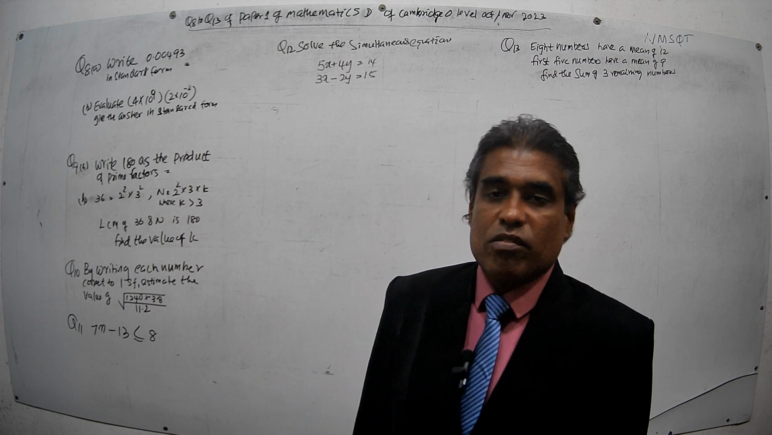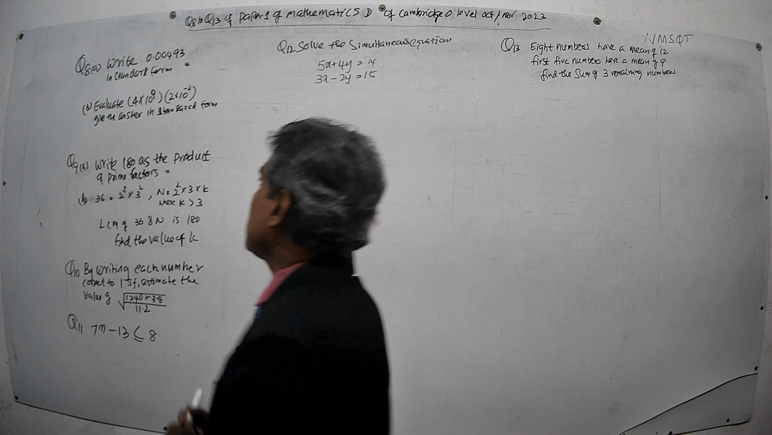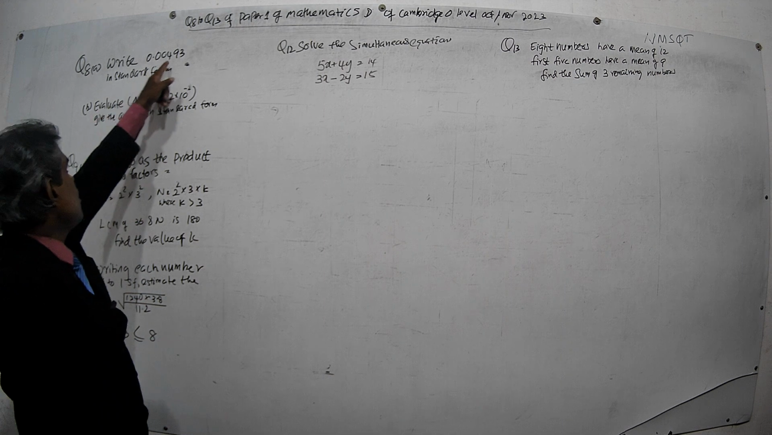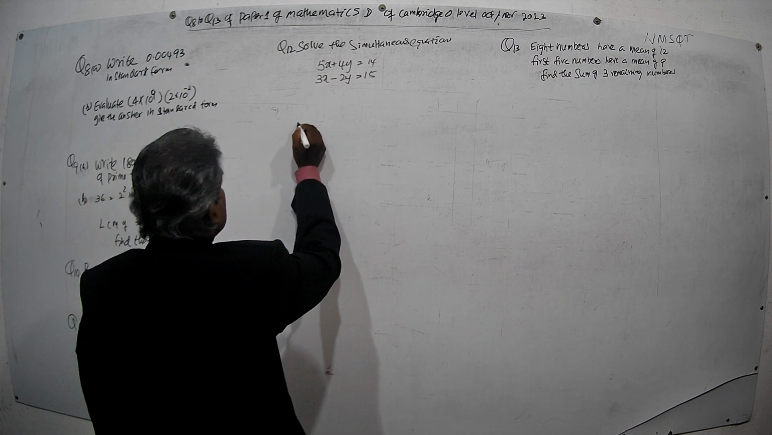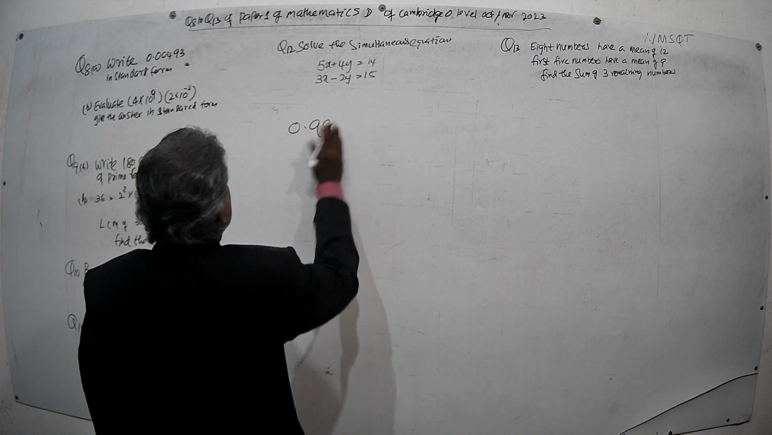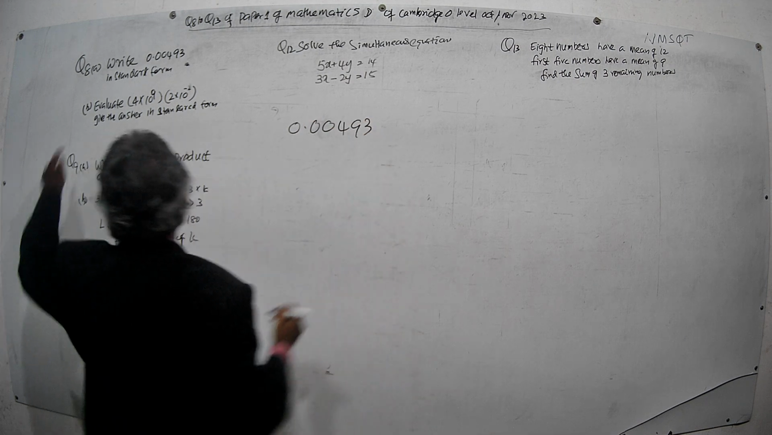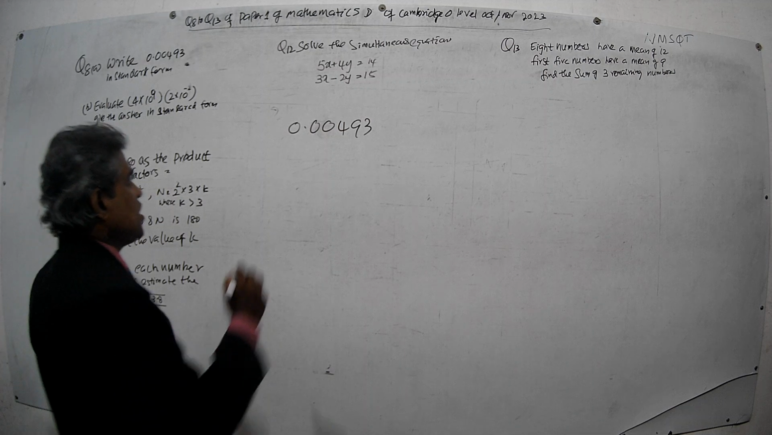O-Level October-November 2023. Right, now question 8. Question 8 says write 0.0000493 in standard form.